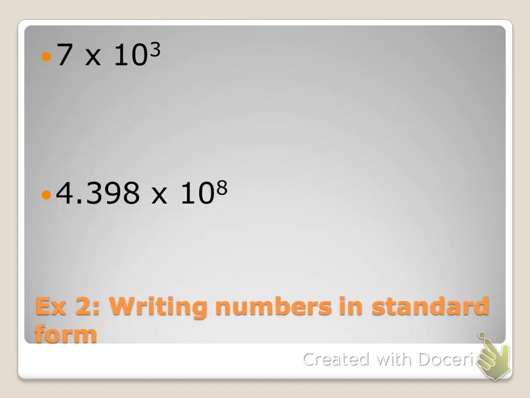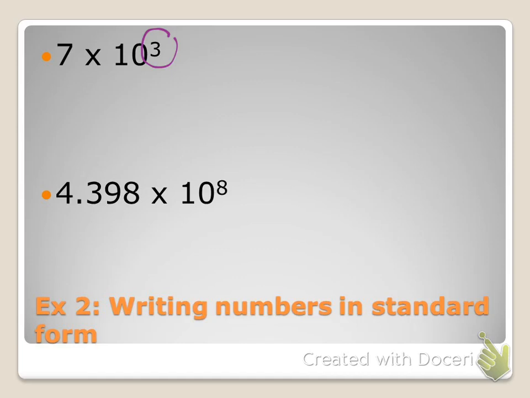Now, in example 2, you see that we already have the number in scientific notation. Okay? Now we're going backwards. We're going from scientific notation to standard form. Now, here's the key. To write a number in standard form, the first thing I want to look at is this exponent. Remember, the exponent, when writing in scientific notation, tells me how many times I move my decimal, right?